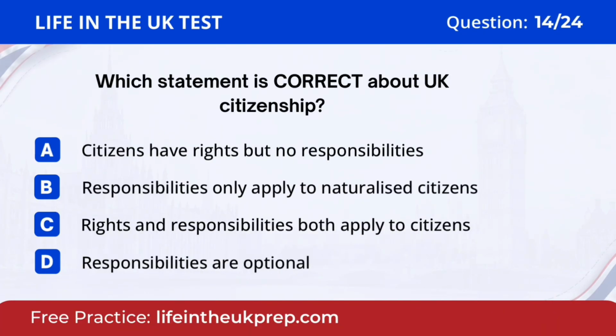Question 14. Which statement is correct about UK citizenship? A. Citizens have rights, but no responsibilities. B. Responsibilities only apply to naturalized citizens. C. Rights and responsibilities both apply to citizens. D. Responsibilities are optional. The answer is C. Rights and responsibilities both apply to citizens.